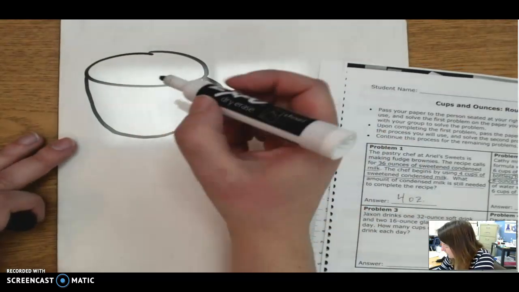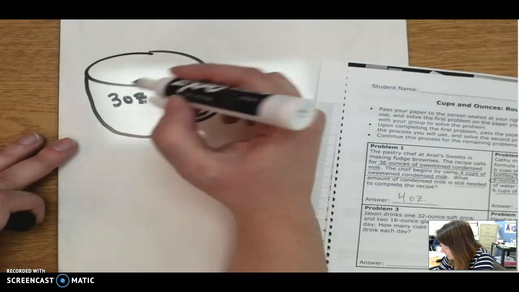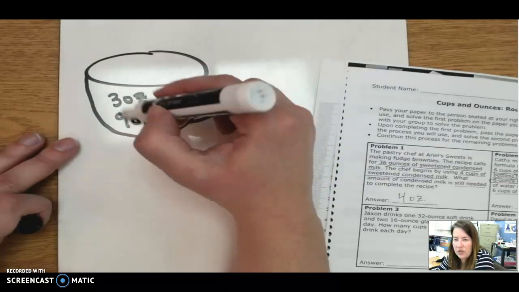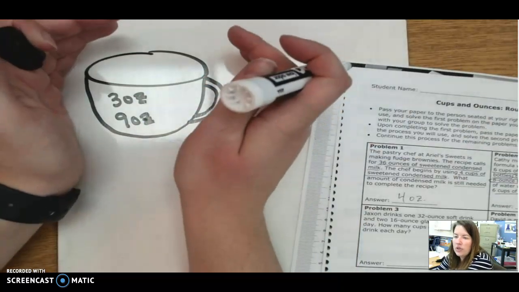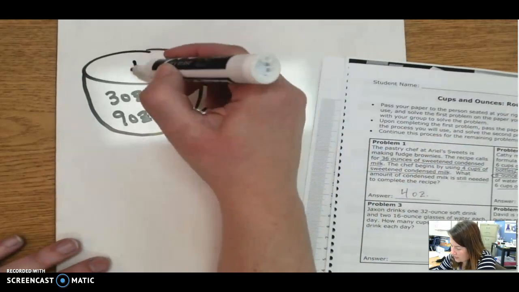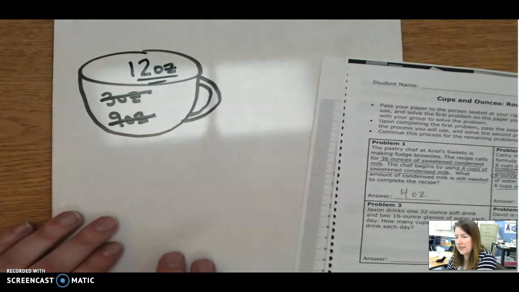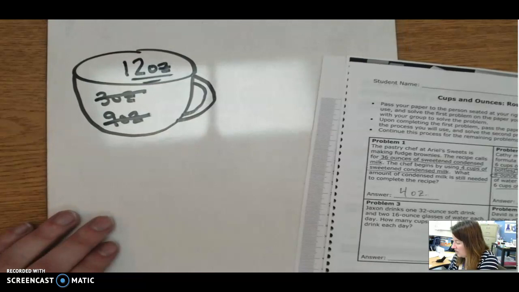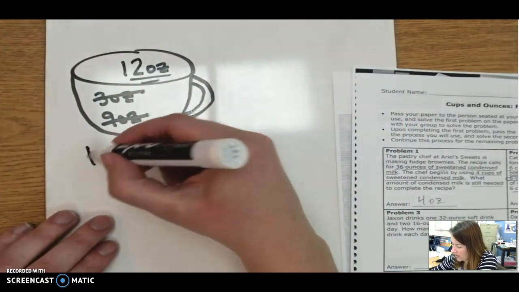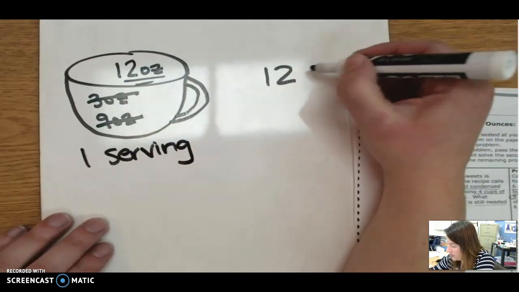All right, in one serving, he needs 3 ounces of grapefruit juice and 9 ounces of apple juice. How many total ounces is that per serving? So 9 plus 3 is 12, right? So in each serving, there's going to be a total of 12 ounces. He needs to serve how many people, does it say? He needs to serve, so this is one serving. He needs 12 servings.